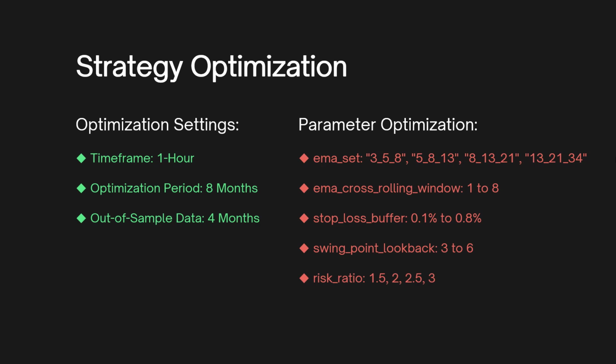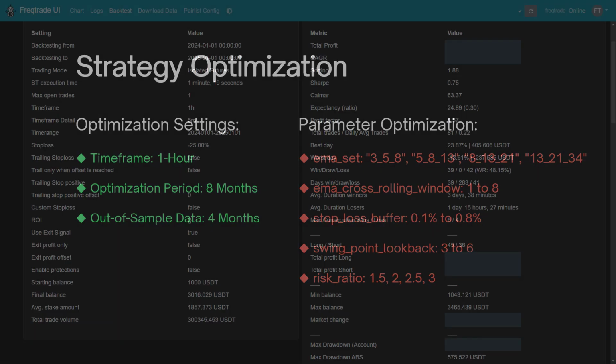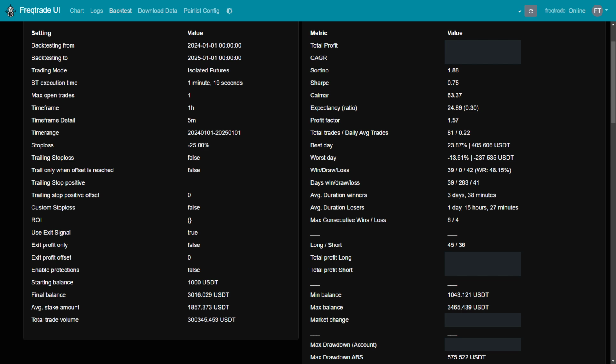We'll use Freqtrade's HyperOpt feature to find the best combination of these parameters with the goal of maximizing the Sharpe ratio. Once we've optimized the strategy, we'll run a backtest to evaluate how well it performs with the chosen parameters. All right, let's take a closer look at the backtesting results.